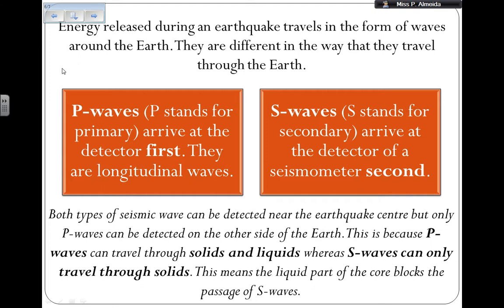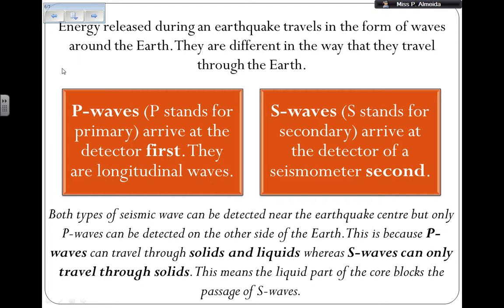S waves. So the P waves, which arrive first, are longitudinal and primary, and they are detected near the earthquake center, just like the S waves, which are the secondary. They are transverse, they arrive second. However, only the P waves can be detected on the other side of the earth. And this is because P waves can travel through solids and liquids, and the S waves can only travel through solids. So this means that the liquid part of the core blocks the passage of S waves.